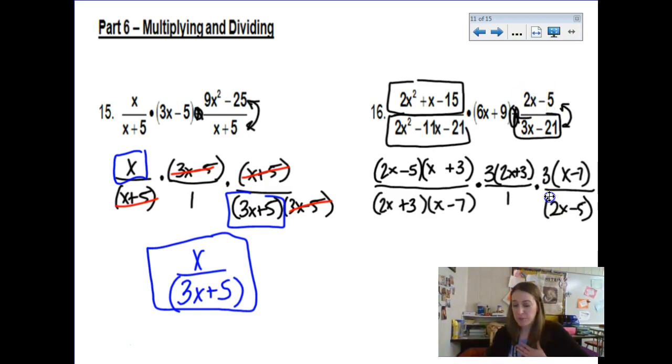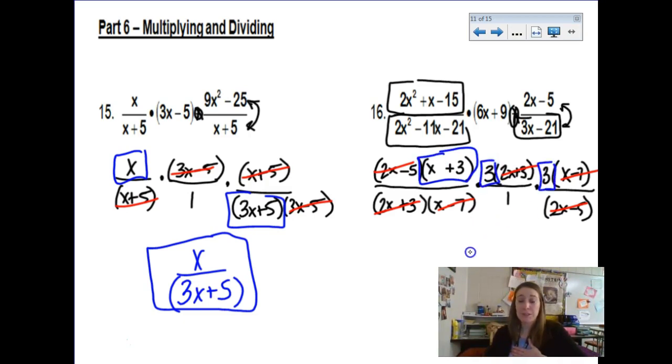Alright, now for the best part of the problem. Let's see what goes. Gone. Gone. I'm so sorry. 2x plus 3 is gone. And there's nothing left in my denominator besides a 1, but in my numerator I have an x plus 3, I have a 3, I have another 3.